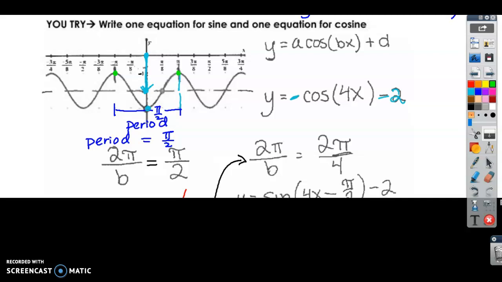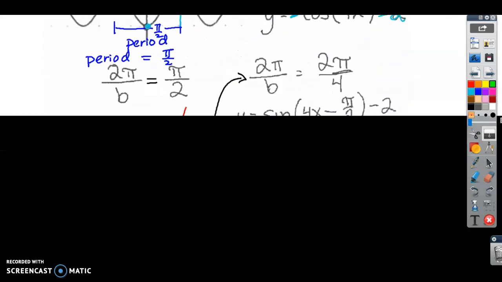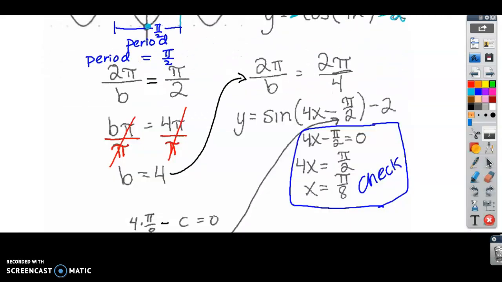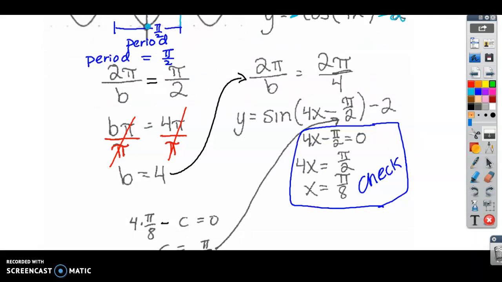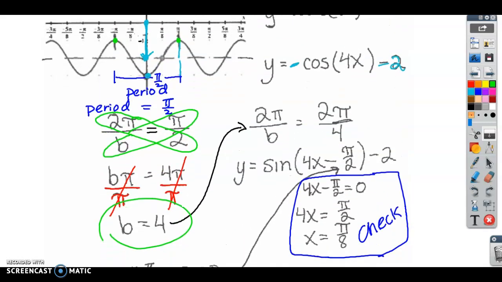How do you do that? Well, you could just think of cross multiplying. So this should be pretty simple. You're just cross multiplying right here. So pi times b equals 2 times 2 pi, and then you're solving for b. So you get b is 4, and that's where the 4 comes from. So there's your cosine graph.